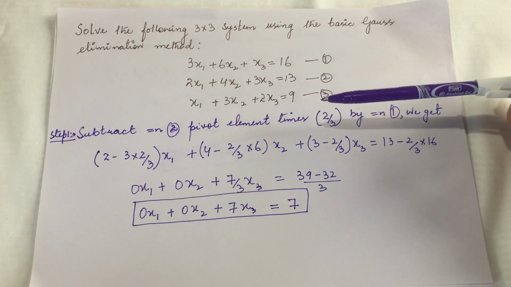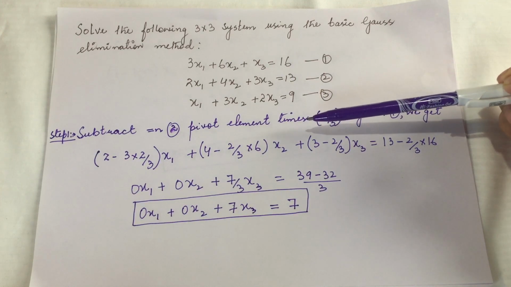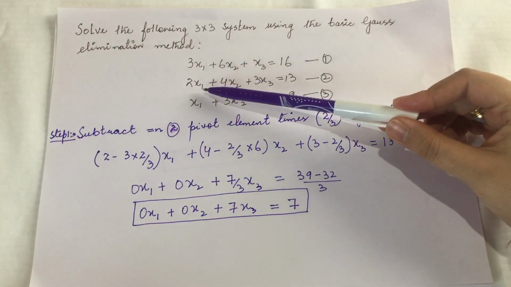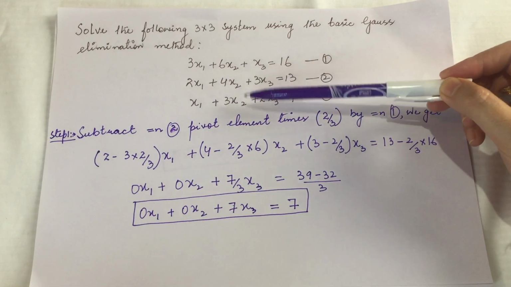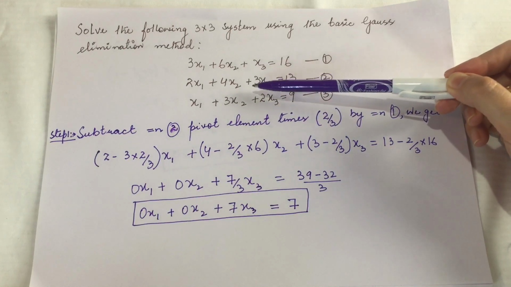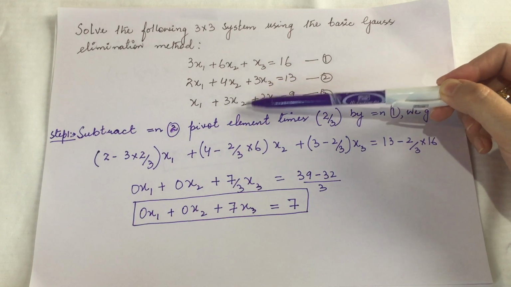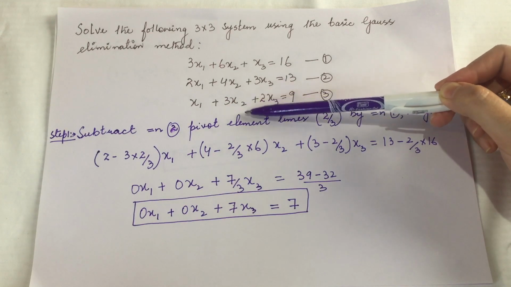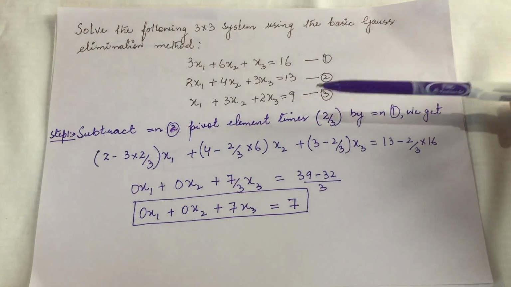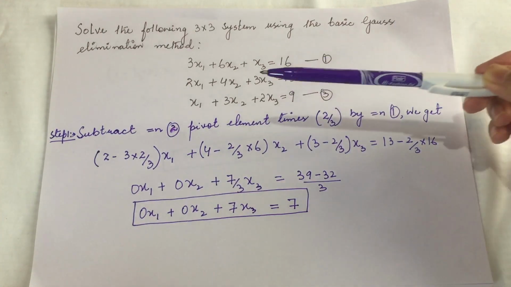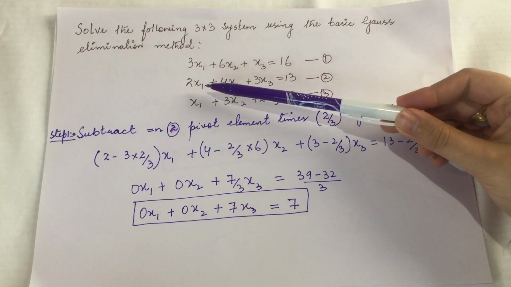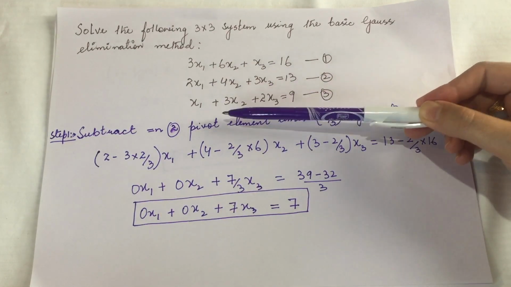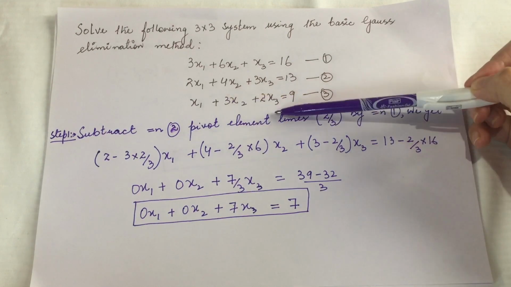If you remember, in the basic Gauss elimination method, the first step is to eliminate x1 from the second equation onwards, and then in the second step we try to eliminate the x2 variable from the third equation onwards. So in the first step, we will eliminate x1 from the second equation and from the third equation. The first step is to triangularize it.